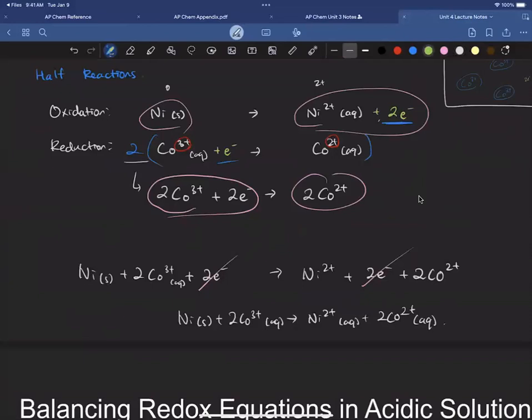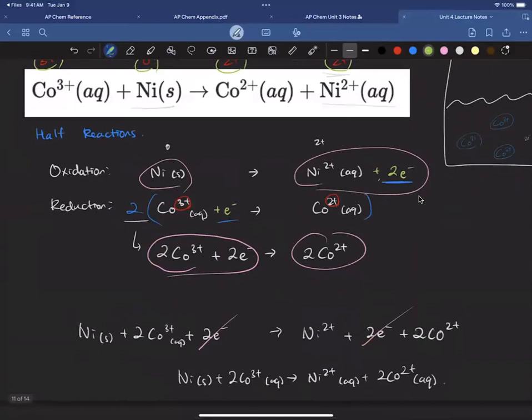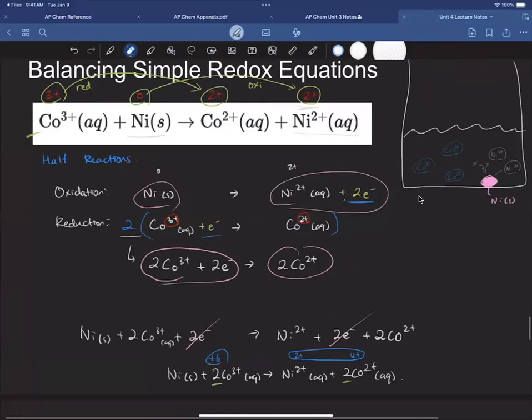Now we can see that this one was pretty simple. What changed is that we added a 2 on the cobalt compared with the original equation. The reason we had to do that is that it balances out the charge. This side has a total of plus 6, and this side has 2 plus here and then 4 plus here, so the charge balances out in the end. So that's how you balance a simple redox equation.